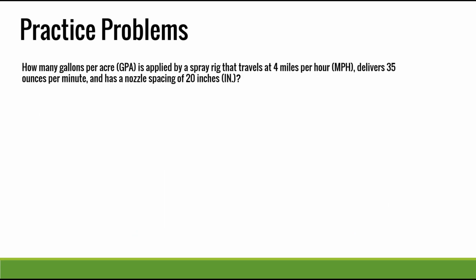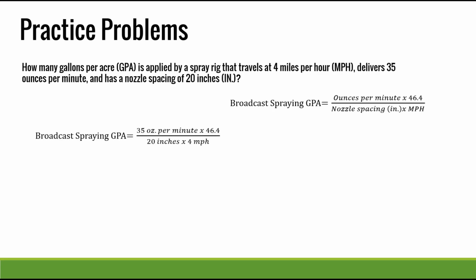How many gallons per acre is applied by a spray rig that travels 4 miles per hour, delivers 35 ounces per minute, and has a nozzle spacing of 20 inches? For this type of problem, we can use our formula for calculating broadcast spraying gallons per acre, which is calculated by taking the ounces per minute multiplied by 46.4 divided by the nozzle spacing in inches multiplied by the miles per hour. So let's go ahead and set up this equation.